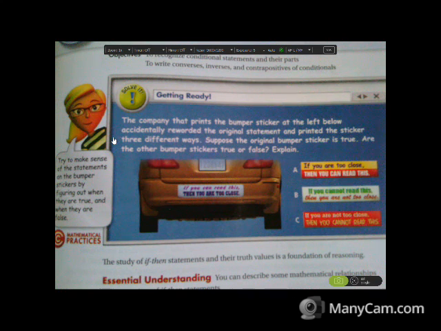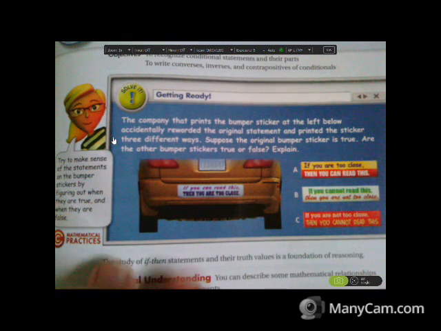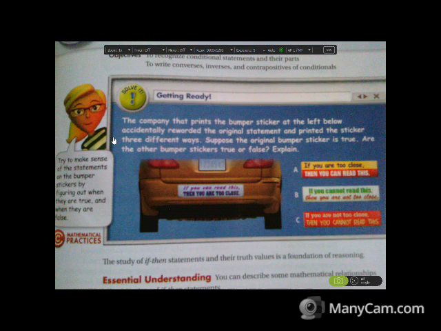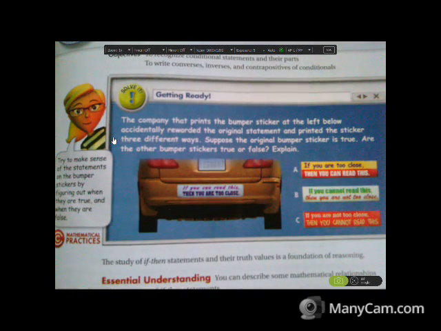Explain. So, you can't see it in the bumper sticker. It reads, if you can read this, then you are too close. So the other 3 bumper stickers that they printed were A, if you are too close, then you can read this. B, if you cannot read this, then you are not too close. C, if you are not too close, then you cannot read this. So if you really think about it, which statements rewritten from the original bumper sticker are really true if you just change the wording around?